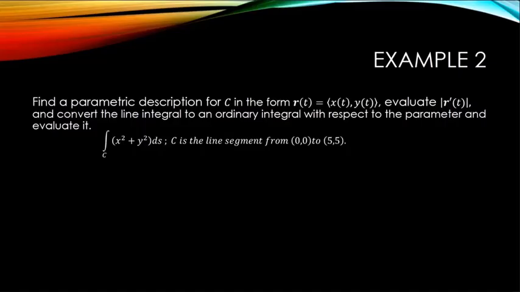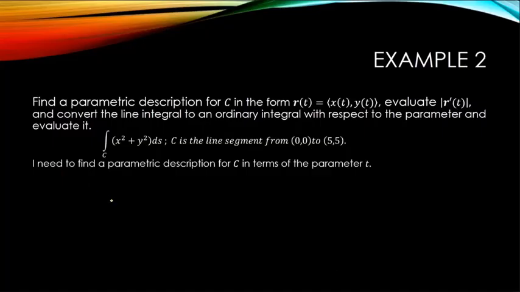The line integral over C that I'm given is the integral over C of the quantity x squared plus y squared ds, where C is the line segment from the point 0, 0 to the point 5, 5. The first thing I need to do is find a parametric description for C in terms of the parameter t.